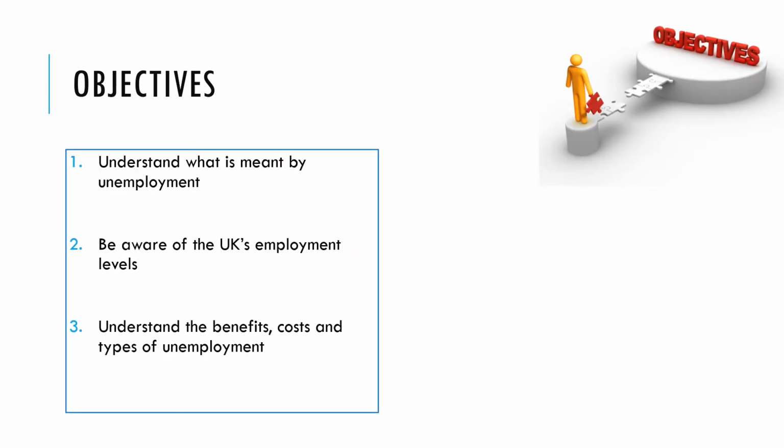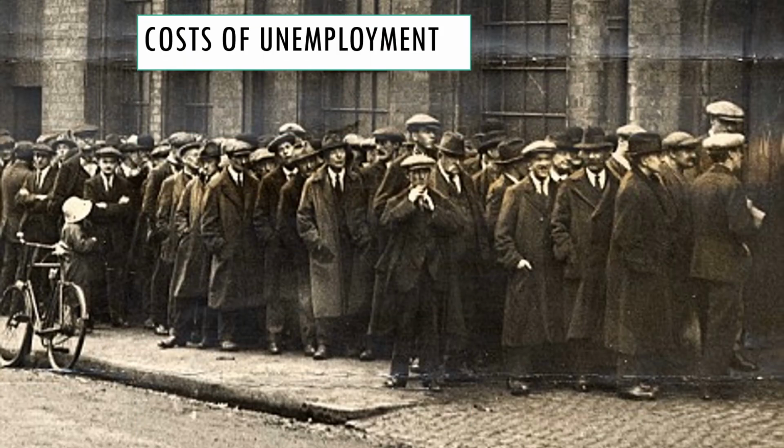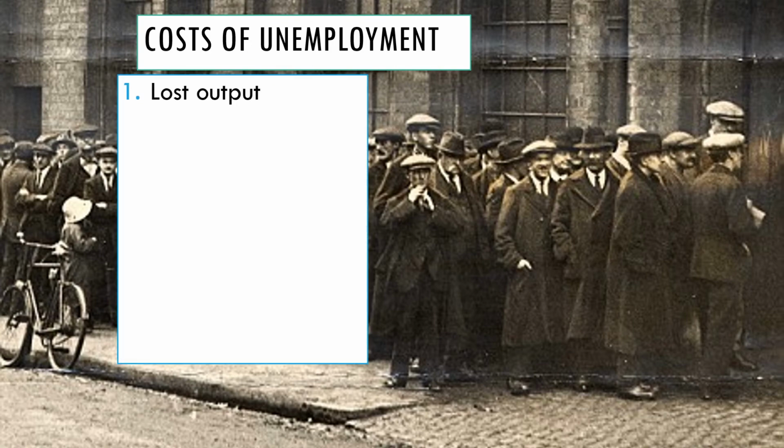Okay, benefits, costs and types of unemployment. So the costs of unemployment. What are the costs to the economy, to the individual of being unemployed? Well, the cost to the economy might be lost output. Whilst they're unemployed, they're not producing any goods and services. We might see an impact on GDP.